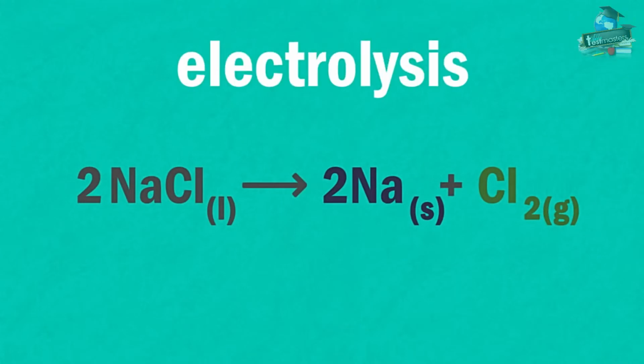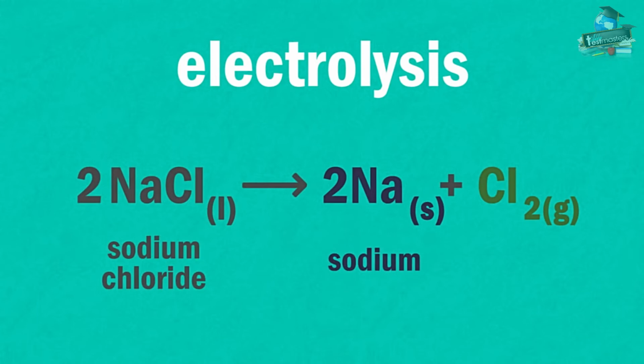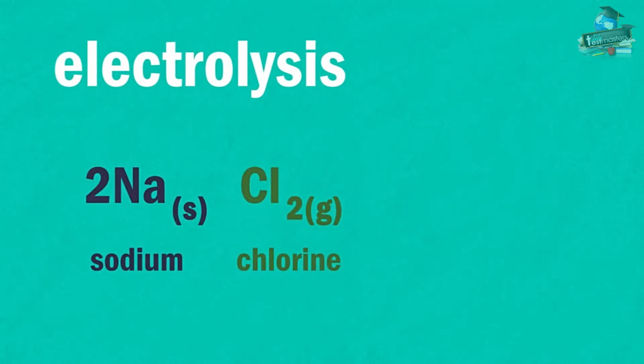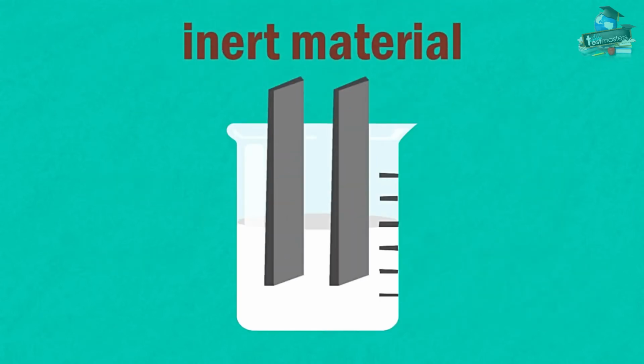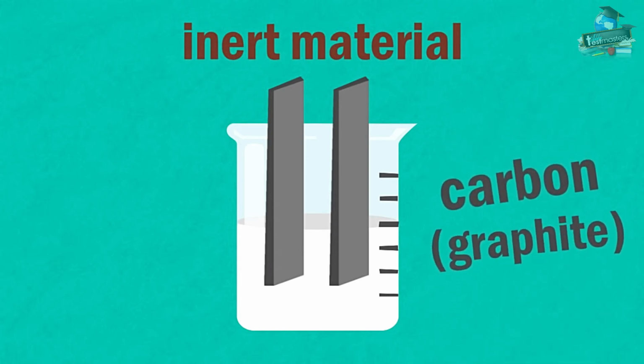Overall, the electrolysis has split the molten sodium chloride into its elements, sodium and chlorine. And this is how sodium and chlorine are produced industrially. The electrodes themselves are usually made from an inert material such as carbon or graphite. This is to ensure that the electrodes aren't involved with the reaction.